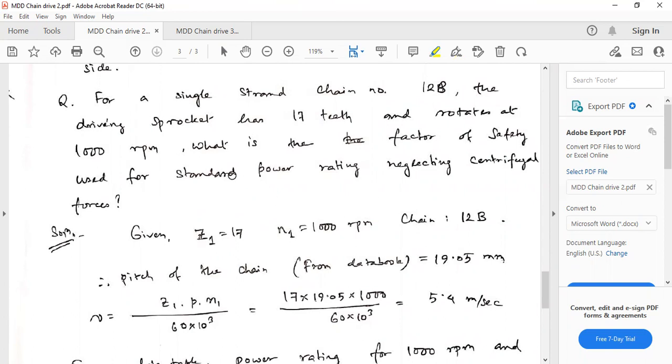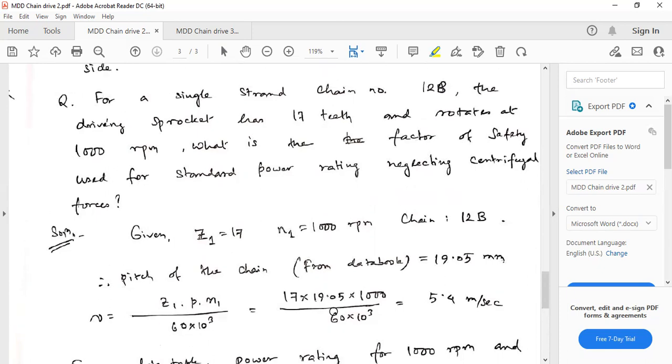Okay, so here for a single strand chain 12P, I'll give you a page number. So from the single strand chain number 12P, the chain designation is 12P. The driving sprocket has 17 teeth and rotates at 1000 rpm. What is the factor of safety used for standard power rating, neglecting centrifugal forces?